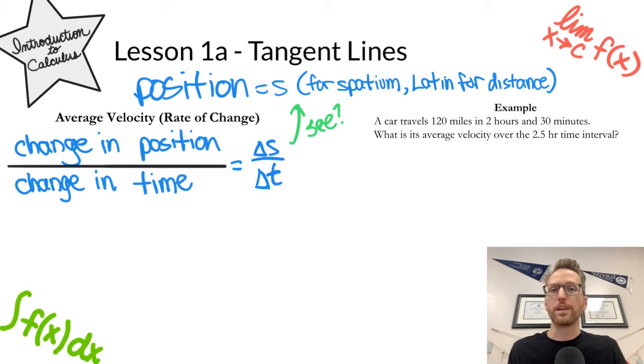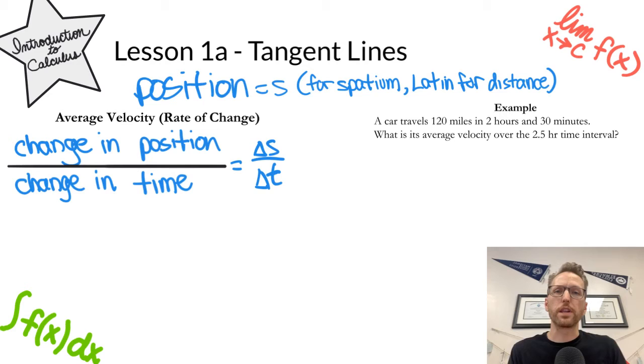In calculus, this is a very fundamental thing, but we take this idea of average velocity and we want to make it more specific to a point. First, let's do an example about average velocity, and then we'll talk about that point. So a car travels 120 miles in 2 hours and 30 minutes. What's the average velocity over the 2.5-hour time interval?